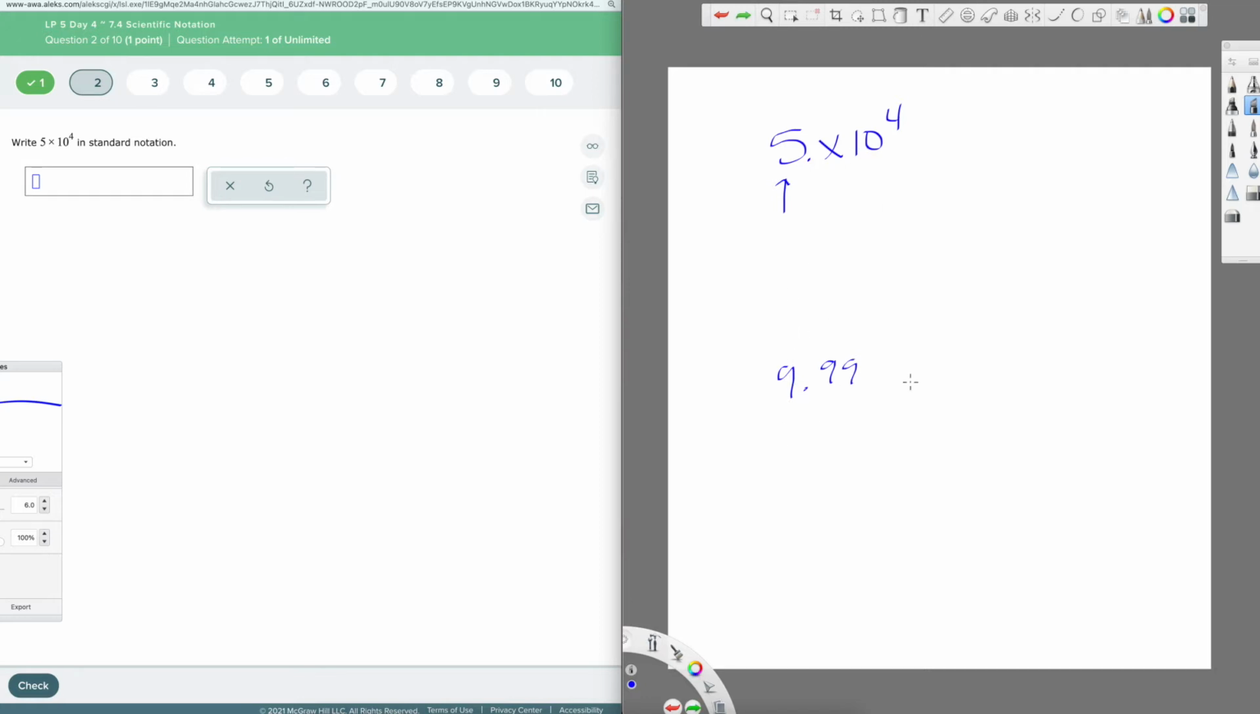So there can be a decimal place. That's perfectly fine. But the number here needs to be between 1 and 9. And then you have a base of 10 raised to a power. So it's a way of writing small and large numbers. That's really what scientific notation is for.